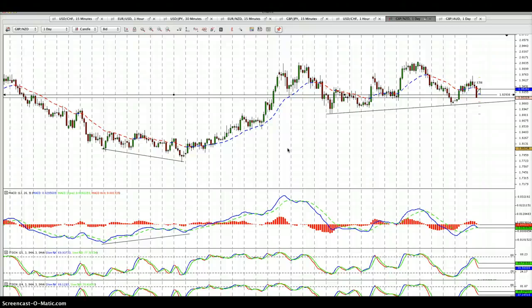Hello traders, the chart that we're looking at right now is the pound New Zealand. Completely missed the entry on this trade, but there's still time to get in. This is the pound New Zealand, a daily chart divergence setup. I'm going to show you what a classic divergence setup looks like and where the entries are, and we'll look at several setups. We're just going to look at the most recent.